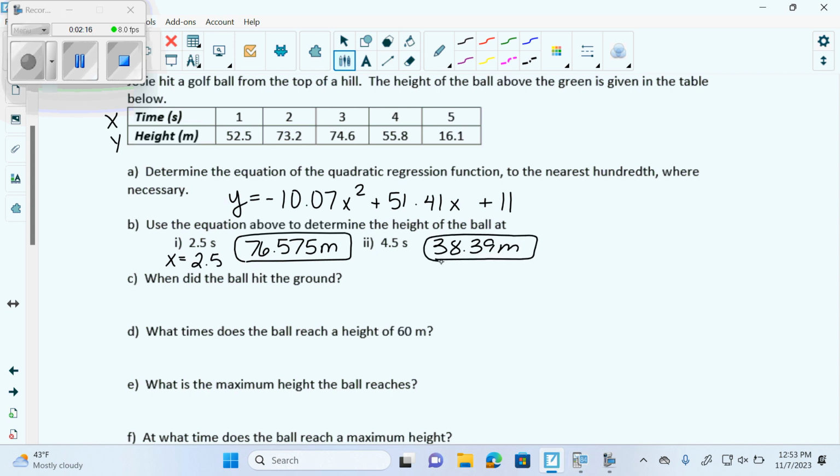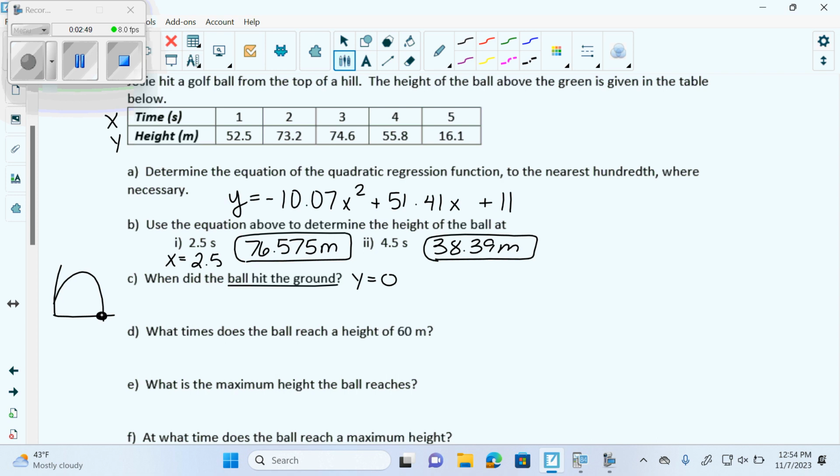Then here it wants to know, when does the ball hit the ground? When we hear hit the ground, what's it asking us for? 0. Height is 0. So it's asking me, what is height? Height is 0, so I could either go y equals 0 and find out where they intersect, or it's asking me to find the what? What's it asking me to find? The x-intercept. When it hits the ground, it's just the x-intercept, correct?